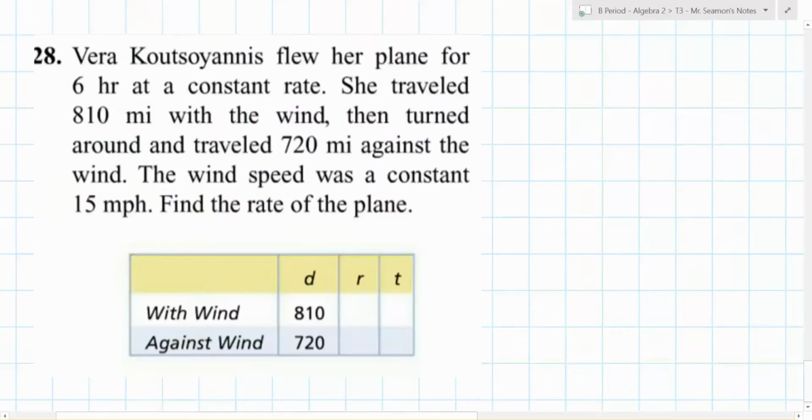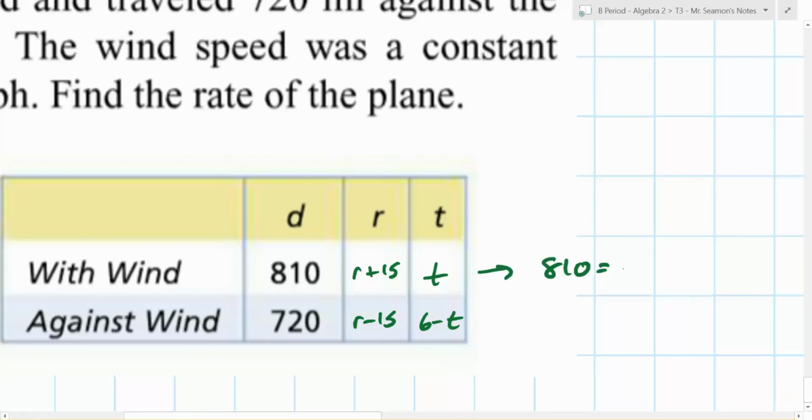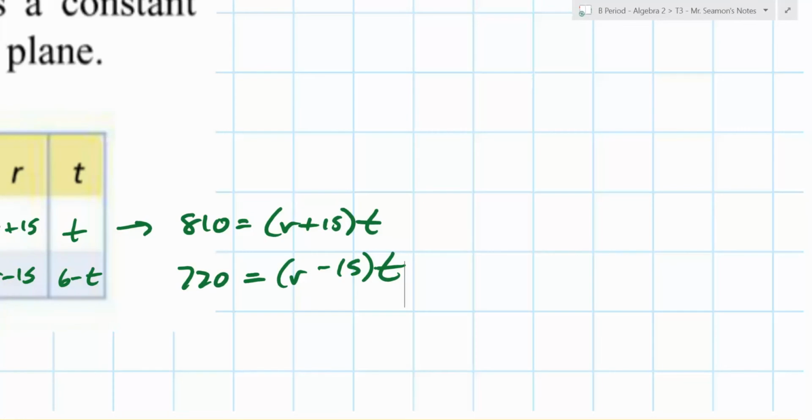We know with the wind, what's the rate going to be? We call it R plus 15, and against the wind, what is it going to be? R minus 15. And if this is T, what's the other one going to be? 6 minus T, because they add together to get 6. So you know from this line that 810 is equal to R plus 15 times T. In this one, 720 equals R minus 15 times what? T. There are lots of algebraic ways to do this. Let me show you the shortest way I know.